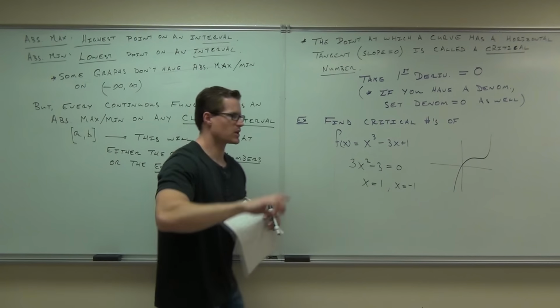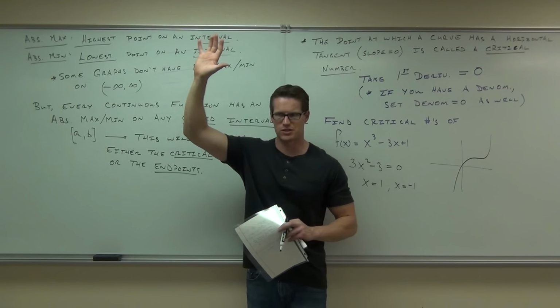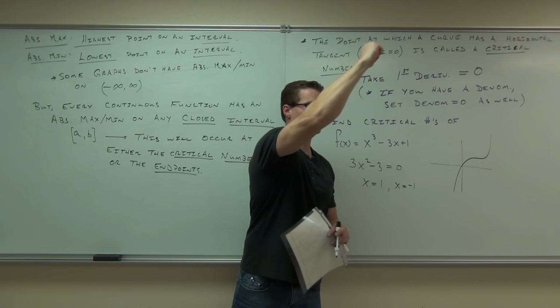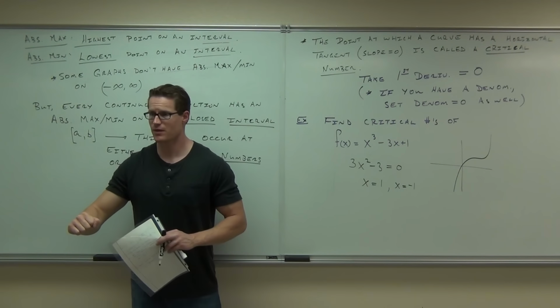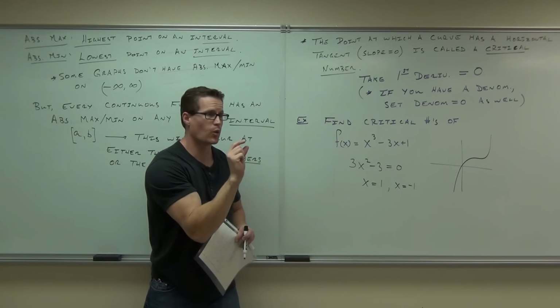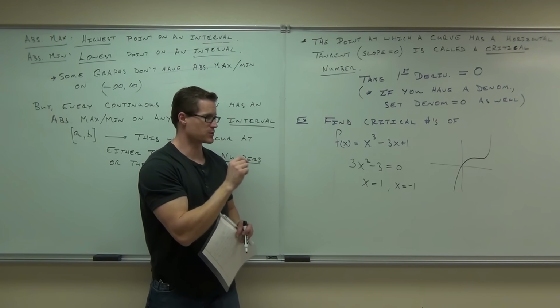Can you raise your hand if you understand that logic? That it's going to be one of those two places. It's either going to be where a function changes from going up to going down to going up, or at one of the stopping points of our interval. Do you follow me on that? It's got to be one of those places. Which means there's only a few points you need to check when you find an absolute max or min.